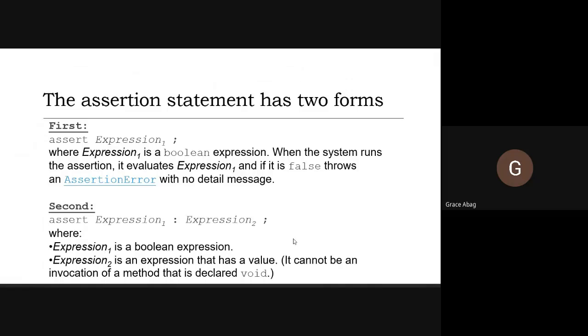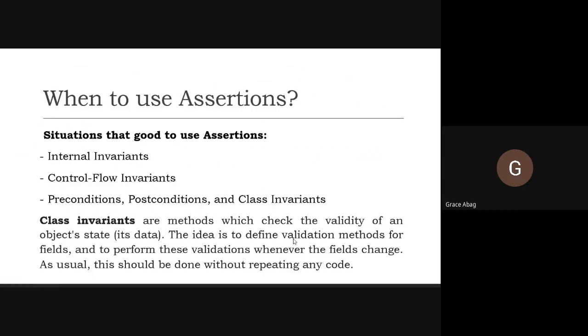So when to use assertions? So these are the situations that are good to use assertions. First one is internal invariants, control flow invariants, preconditions, postconditions, and class invariants. So when we say class invariants, these are methods which check the validity of an object state, its data. So the idea is to define validation methods for fields and to perform these validations whenever the fields change. As usual, this should be done without repeating any code.